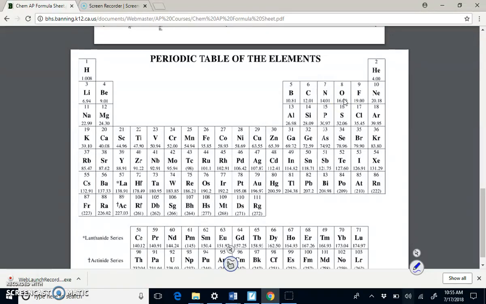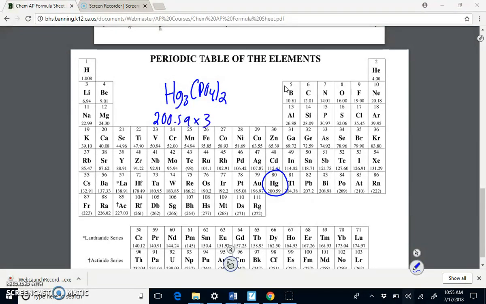So if we look at that formula, I'm not going to write this out, I'm going to talk through it, but you should probably do it as I'm doing it. So we have the formula, which I wonder if I can write on here. Yeah, I can. Look at that. Hg3(PO4)2. So that was the formula, and we need to get the molar mass of that. So we need to find mercury. Here's mercury, and mercury's molar mass is 200.59. And there's 3 of them, so you're going to take this and multiply it by 3, because there's 3 of them.